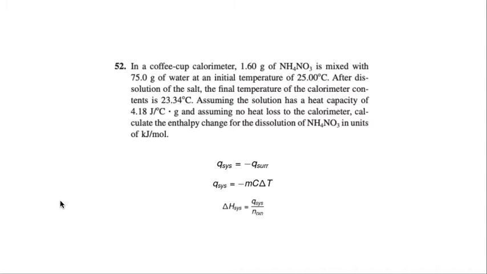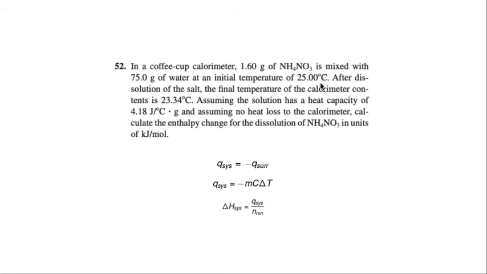So this is pretty much the same type of problem as we saw previously. Again, Q of our system is equal to negative Q of the surroundings, where that negative Q of surroundings is negative mc delta T. And we have the mass of the solution, 75 grams of the water, and the 1.6 grams of the ammonium nitrate. We're going to add that together to be the mass of the solution. The heat capacity of the solution is provided. The change in temperature would be, again, the final temperature here minus the initial temperature.